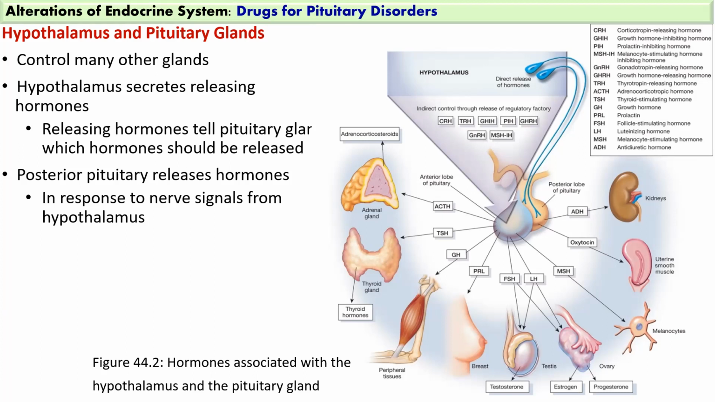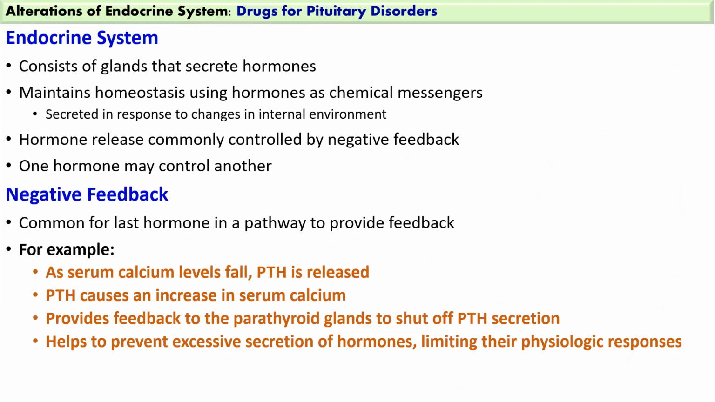So we said the endocrine system consists of the glands that secrete the hormones, and we went over most of these hormones.